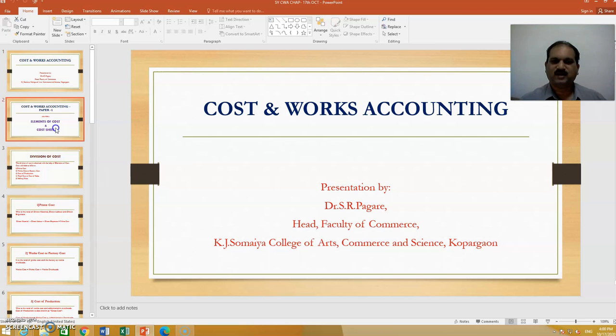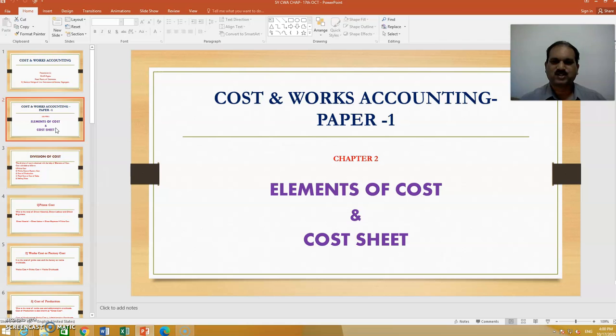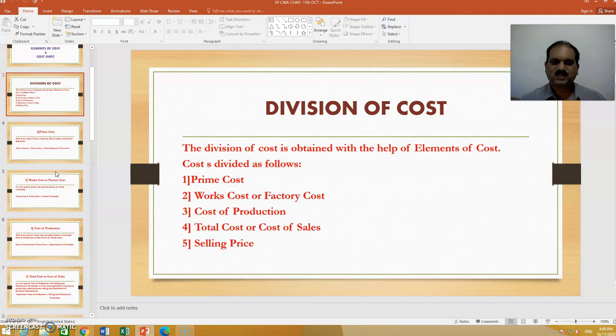In today's session, we shall be discussing the elements of cost and especially the division of cost and the classification of cost. So, let's begin with division of cost. What is division of cost?